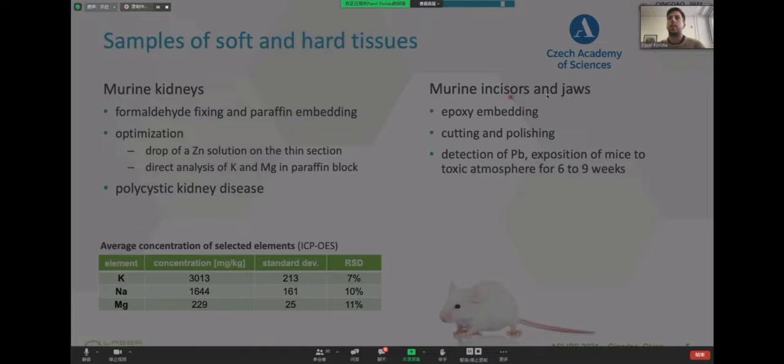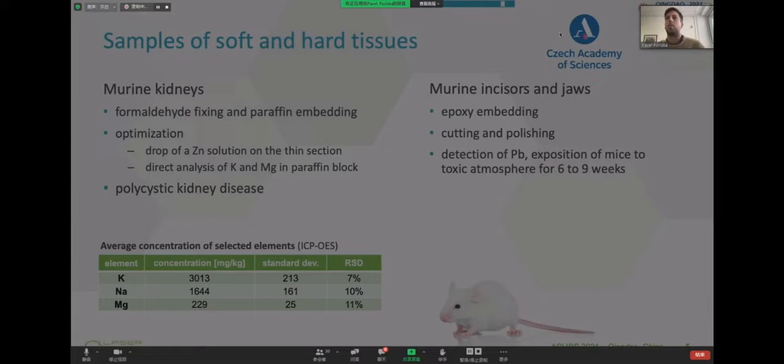In the second case study that I'm going to talk about, this is the analysis and elemental imaging of murine incisors and jaws, teeth and bone, basically, from this laboratory mouse that you can see here. When we harvest the organs or bones, we do epoxy embedding, some cutting and polishing. And for this case, we also do detection of lead in those hard tissues, because those mice were exposed to a toxic atmosphere for 6 to 9 weeks.